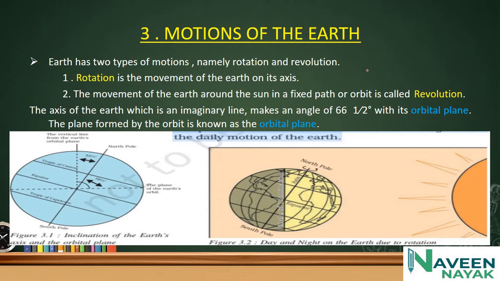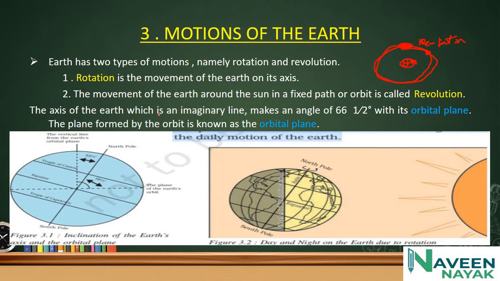See here, this is the sun and this is the earth. Earth is surrounding the sun in an elliptical orbit, and this motion is called revolution. Earth is revolving around the sun, and rotation is the movement of earth on its axis. The first motion is that earth rotates, and it also revolves around the sun.